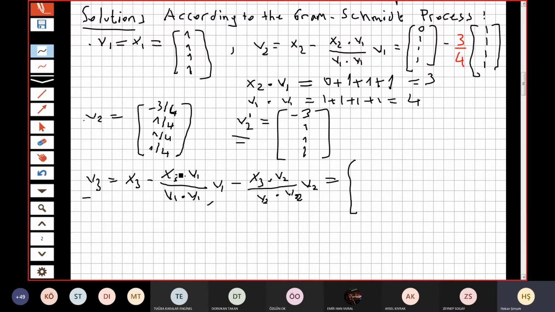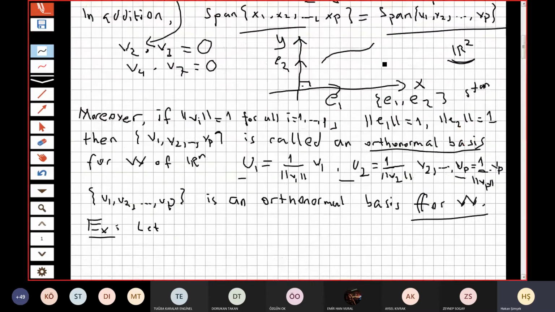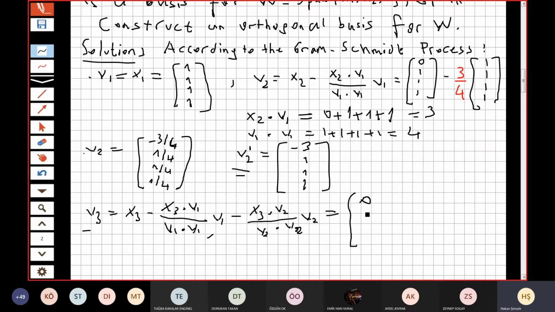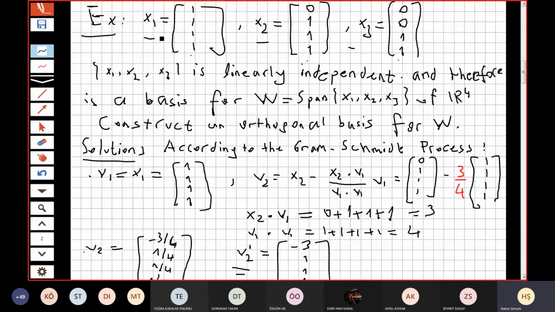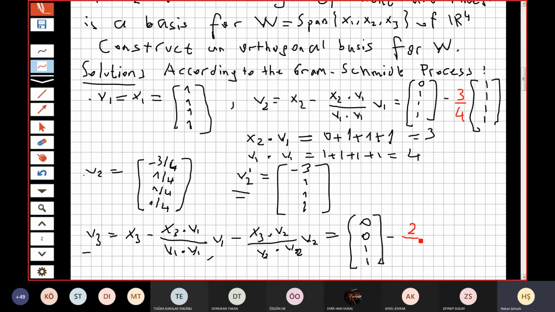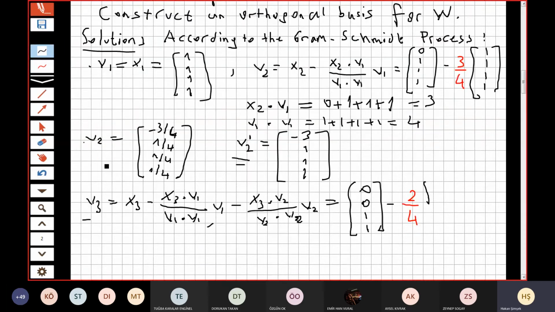Okay, x3 has the components 0, 0, 1, 1, minus x3 dot product V1. V1 is equal to x1. So from here we take the dot product of x3 and V1. 0 times 1 is equal to 0. 0 times 1 is equal to 0. 1 times 1 is equal to 1. 1 times 1 is equal to 1. So we have 2 for the numerator over V1 dot product V1, which is equal to 4, times the vector V1. V1 is equal to x1, so we write 1, 1, 1, 1.